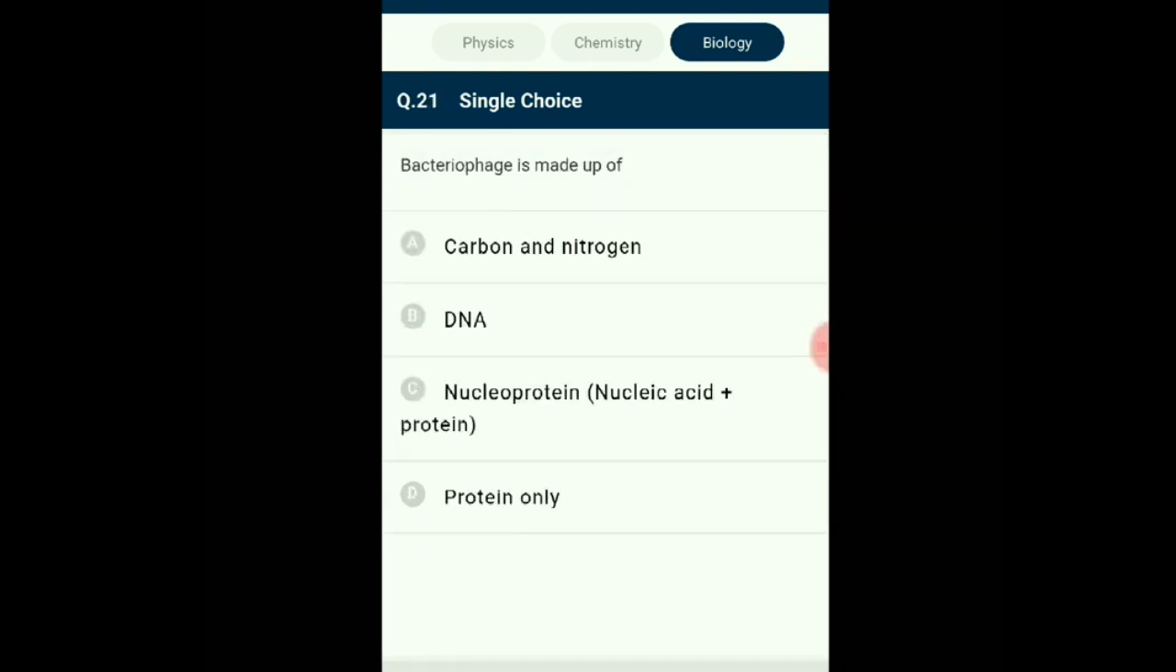Question number 21. Bacteriophage is made up of. Bacteriophage is a virus that infects bacteria. In its tadpole-like structure, DNA is found inside the protein head. Nucleoproteins are any proteins, commonly called conjugated proteins, that are structurally associated with nucleic acids, either DNA or RNA. So the answer is option C, nucleoproteins. That is a combination of nucleic acid and proteins.